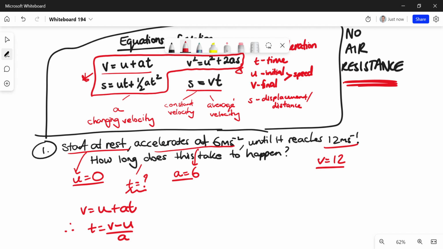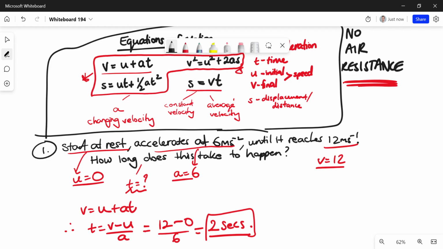And hopefully you're fairly familiar with how I rearrange equations, but T is being multiplied by A, it's also being added by U, so the opposite of adding U is to take U, and the opposite of timesing by A is to divide by A. We then substitute the numbers in. V, as we've got over here, is represented by 12, U is 0, and A is 6. 12 divided by 6 is 2. So what we're saying is that it would take 2 seconds for that process to occur.